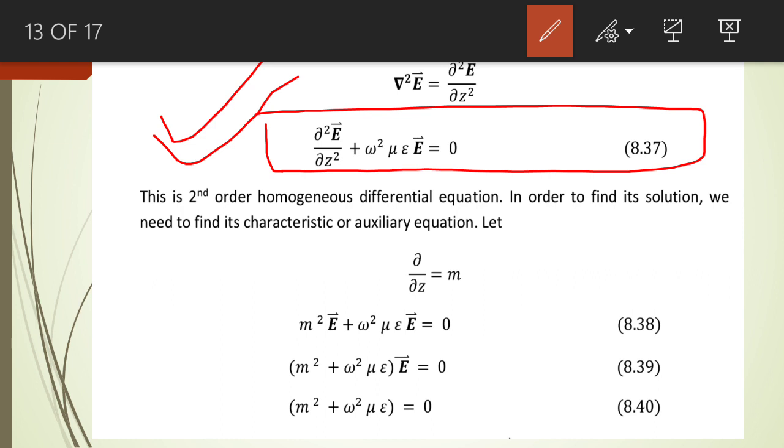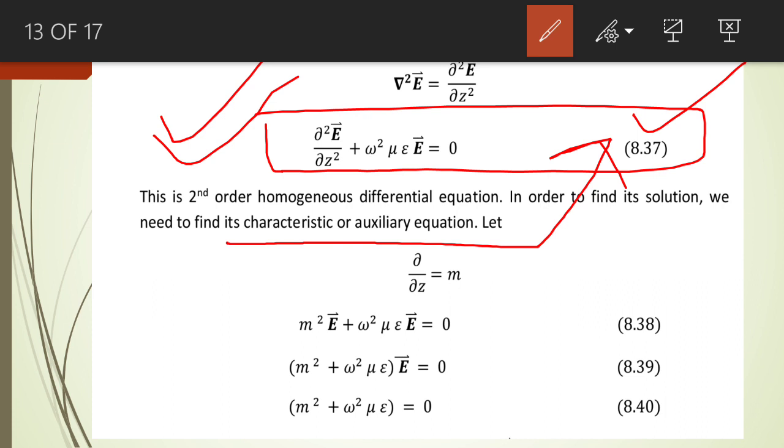So equation number 8.37 is the second order homogeneous differential equation. We want to find out the solution of equation number 8.37. In order to find out the solution, we need to find out the characteristic or the auxiliary equation of equation number 8.37. So this is our objective now.